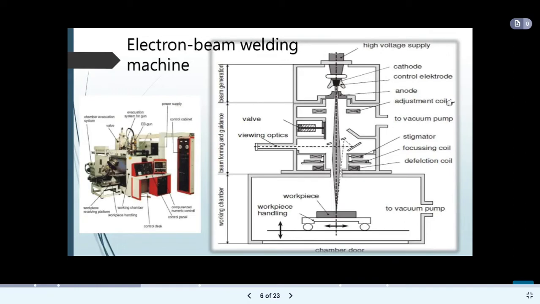This adjustment coil, what is the function of this adjustment coil? This is used for adjusting or focusing purposes.